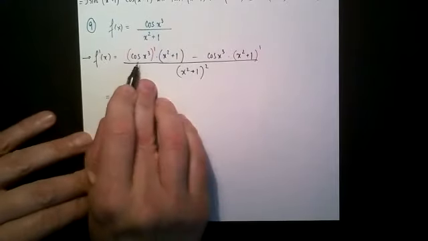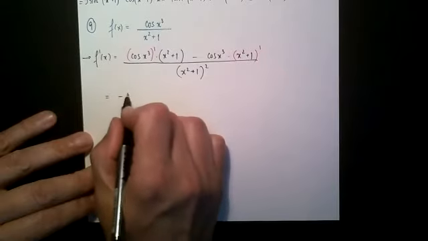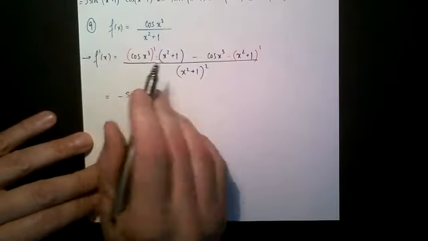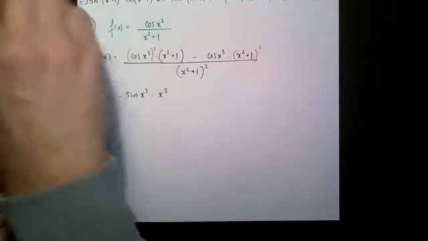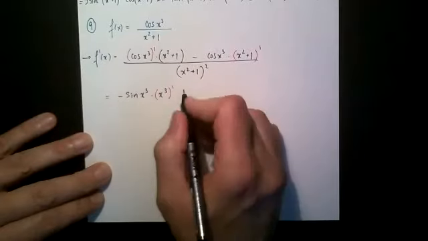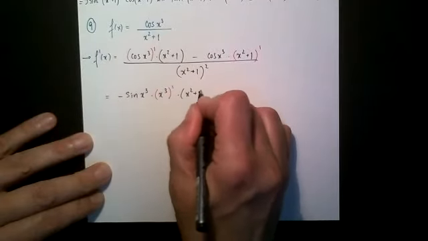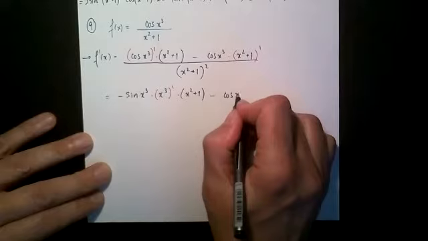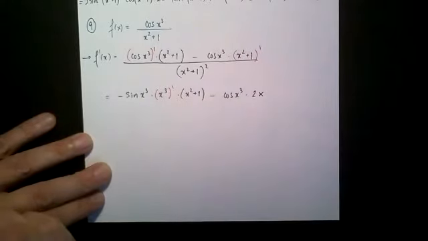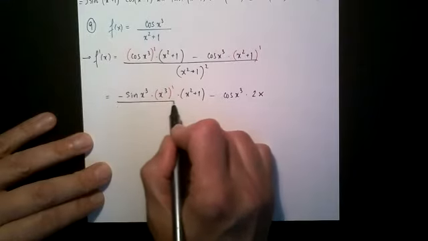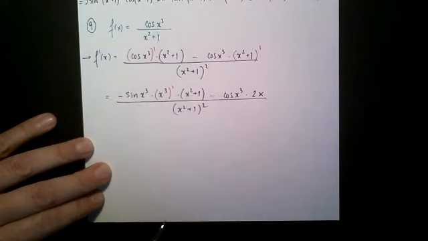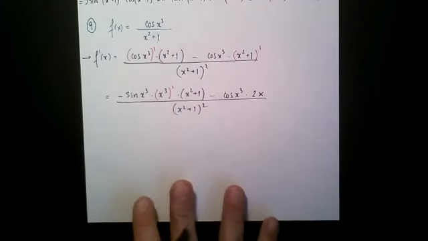So equals, the derivative of cos is negative sine. So negative sine of x^3 times, again the chain rule, the derivative of x^3, times x^2 plus 1, minus cos x^3 times the derivative of x^2 plus 1, which right away we know is 2x, and then over x^2 plus 1 to the power 2. Am I going too fast for anyone?